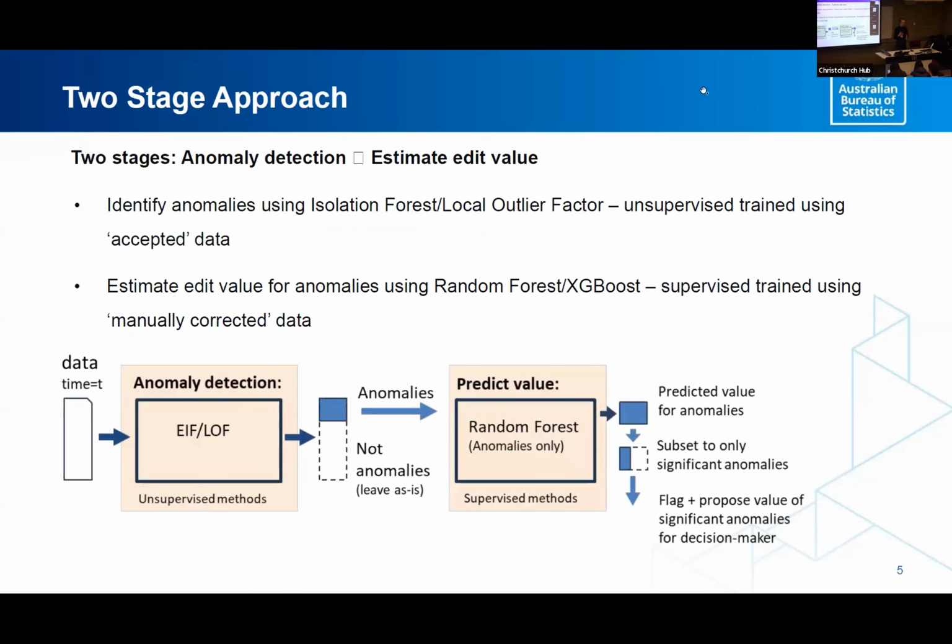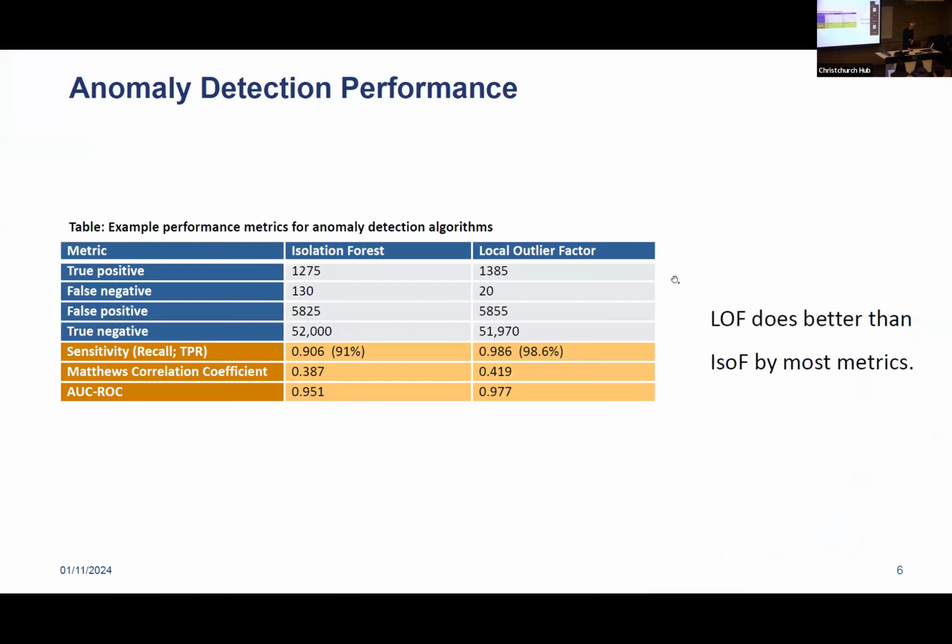We have 2 stages. So we have an anomaly detection stage and a prediction stage. So the idea is that we identify anomalies using an unsupervised algorithm, so isolation forest or local outlier factor, and then we estimate the edit value of those anomalies with a random forest or gradient boosted decision tree. And that's a supervised algorithm trained on those manually corrected data points.